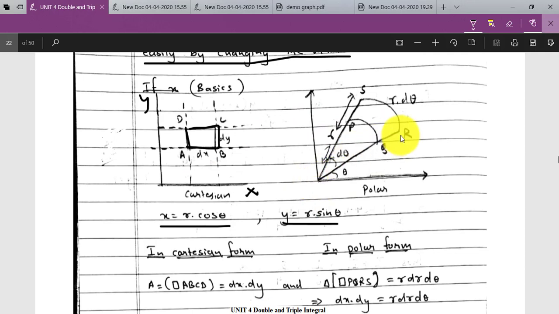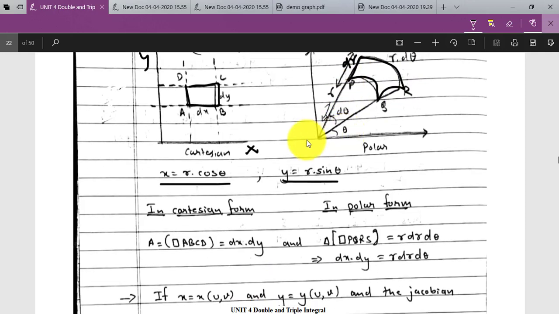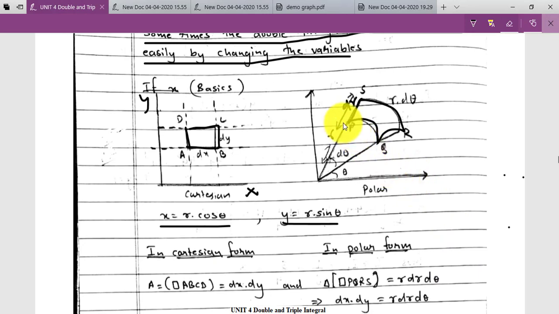Now similarly, in the polar coordinate system, see here, this is a radial vector r, and this is the angle subtended, so it is r theta. Here the points are p, q, r and s, and this is some portion of r, the radial vector, that is dr.